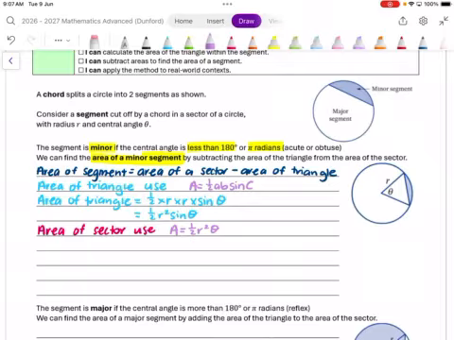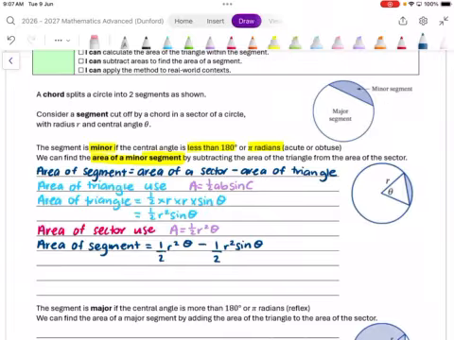So in order to find the area of our segment, we need to use these two formulas, and these two formulas are on our reference sheet, our area of a triangle and our area of a sector, okay, to find the formula for area of a segment. So our area of a segment is our area of our sector, which is a half r squared theta, minus our area of a triangle, which is a half r squared sine theta.